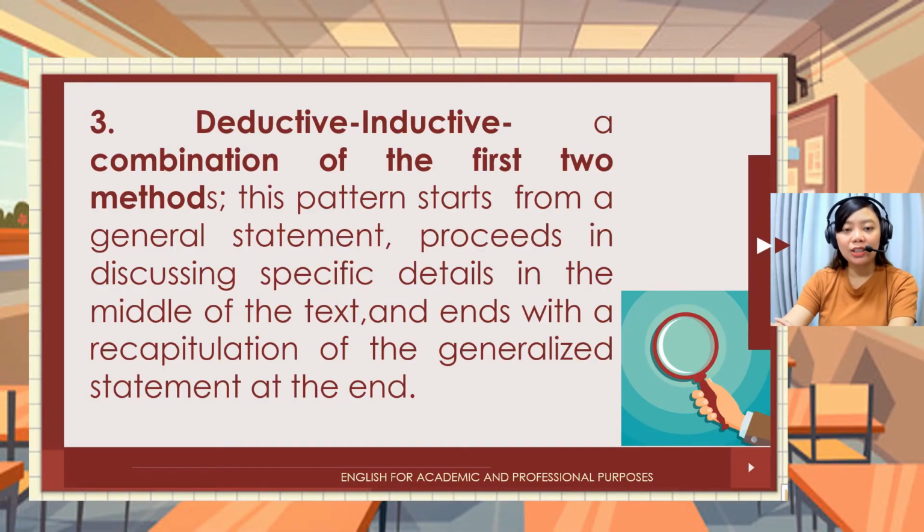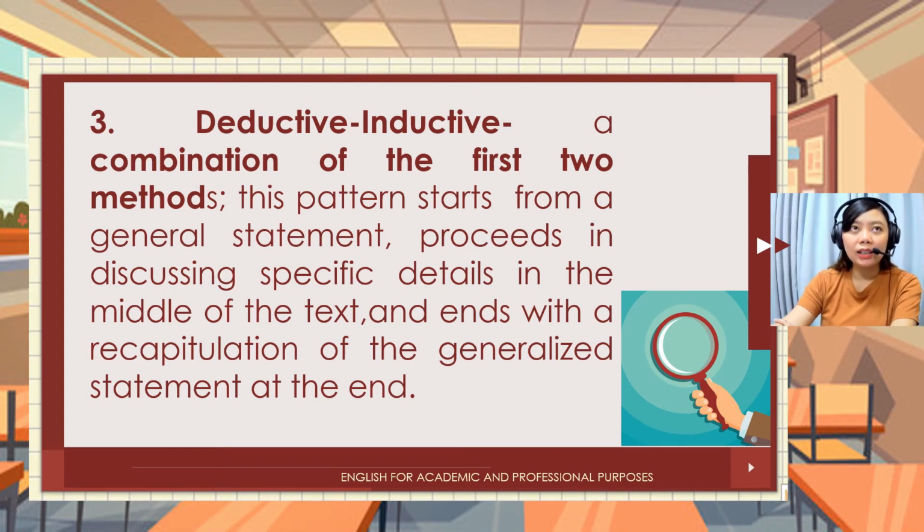Now, in writing passages, we also follow the deductive-inductive format. Since we have two words already, it's a combination of the first two methods. This pattern starts from a general statement, proceeds in discussing the specific details in the middle of the text, and ends with a recapitulation of the generalized statement at the end.